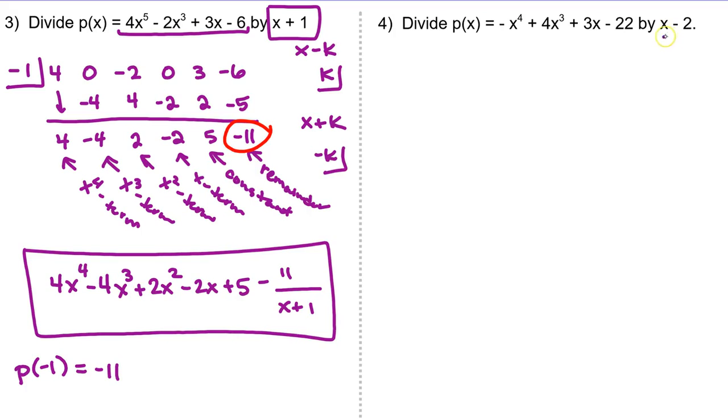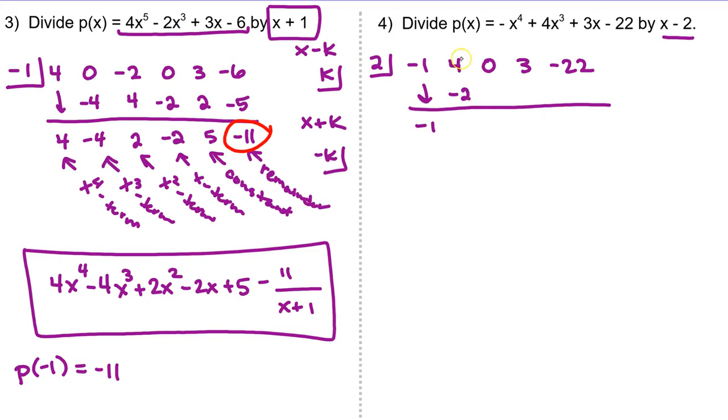Alright, so if we're dividing by x minus 2, then positive 2 goes in the box, and the coefficients of the polynomial go in a row. So we have negative 1x to the fourth, 4x cubed, 0x squared, 3x, and negative 22. Bring down the first number, multiply it by the number in the box, write it down, and add the column. Multiply that by the number in the box, write it down, and add the column. Multiply that by the number in the box, write it down, and add the column. Multiply that by the number in the box, write it down, and add the column.